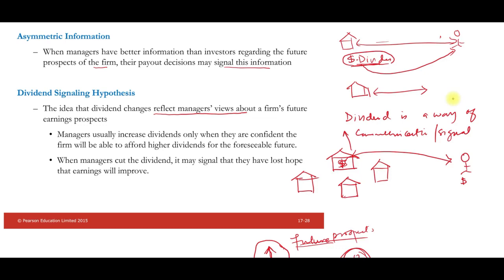Managers usually increase dividend only when they are confident that the firm can afford higher dividends for the foreseeable future. When the manager cuts the dividend, it may send a signal that they have lost hope that the earnings will improve, or in other words, it can send a signal that the company is making some investment. So any cut or increase in dividend is actually a signal.